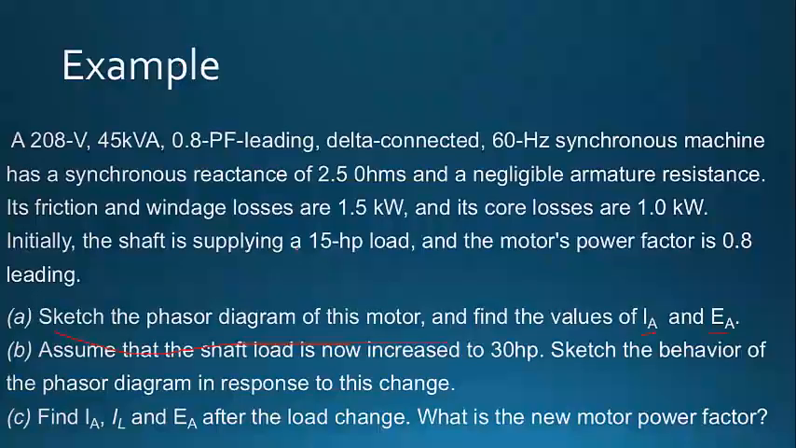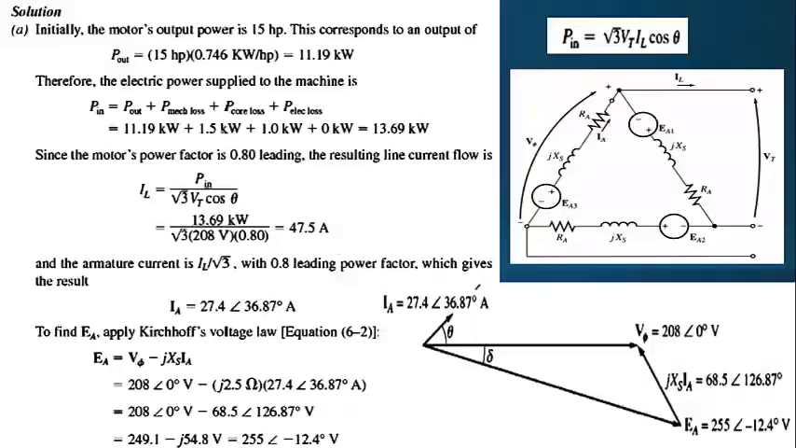It said 15 horsepower, and horsepower is a mechanical quantity, so we need to convert this to an electrical quantity. So how do you convert horsepower to watts? Converting horsepower to kilowatts, we multiply the 15 horsepower by 0.746 kilowatt per horsepower. And take note, if you multiply by 0.746, the answer should be in kilowatts.